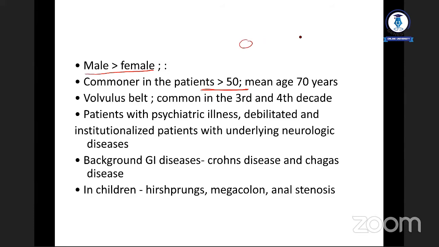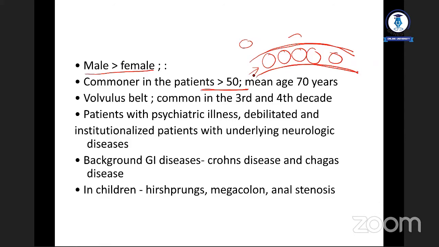a loaded colon. That is, if this is the colon, it should be loaded with contents, intestinal contents, mostly fecal material, which is more common in the elderly. And what happens in the elderly is that the muscles are very weak. The intestinal smooth muscles are weak, and they cannot push the intestinal contents forward. As a result, there's more chance of having loaded colons. And loaded colons are another important factor for intestinal obstruction in the form of volvulus.